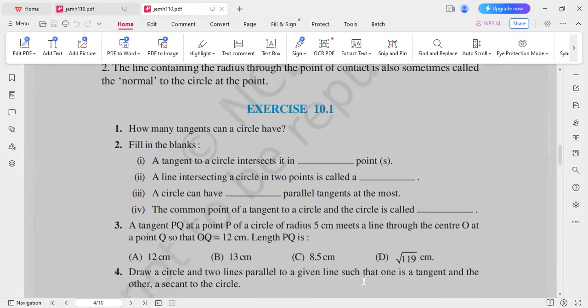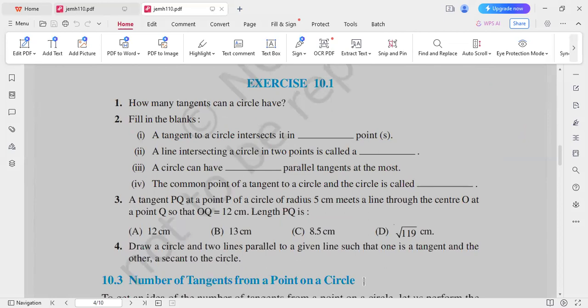So can you just read the first question and give me the answer on your own? How many tangents can a circle have? Answer. How many tangents can a circle have? Two.